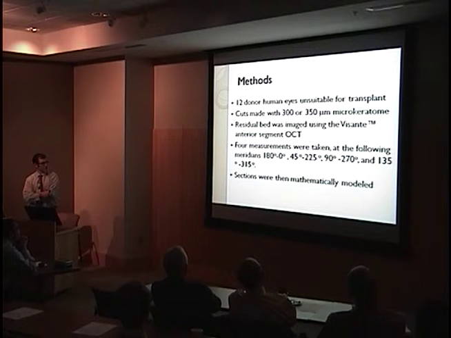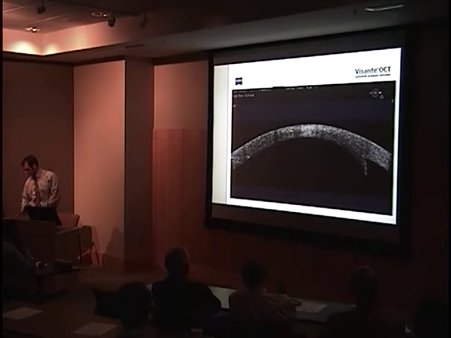The methods were 12 donor human eyes, which were unsuitable for transplant, cut with a 300 or 350 micron microkeratome. To save saying this later, there was no significant difference between using either of these two microkeratomes. We imaged it with the Visante OCT, took 8 measurements around the circle, and then modeled the ellipses.